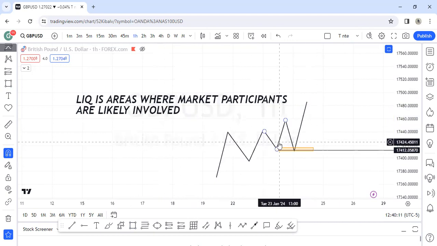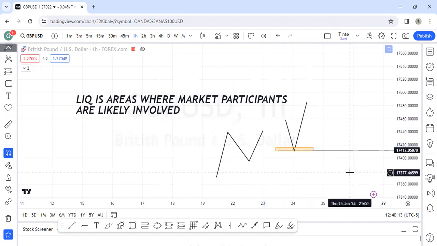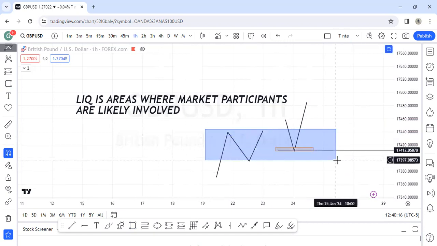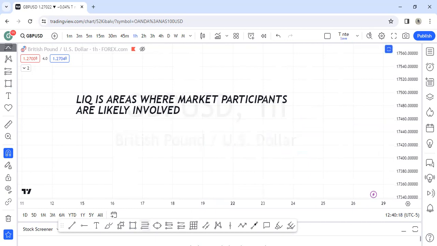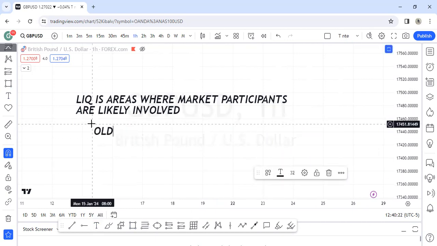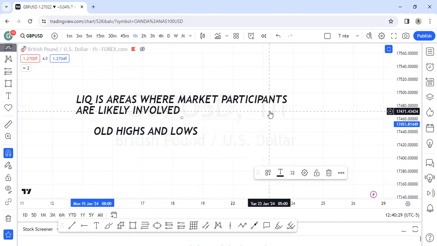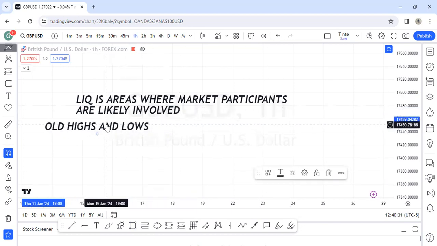So old highs and old lows are the ones we're using here. I'm not going to talk about any other kind apart from old highs and old lows. Those are the areas we're talking about in this course, so we'll just be focused on old highs and old lows. I don't talk about any other kind of liquidity apart from these two.